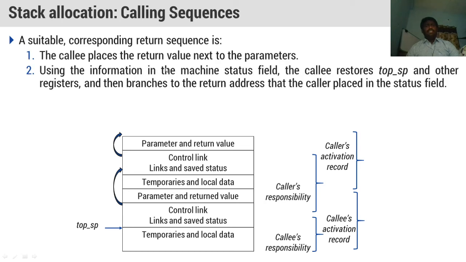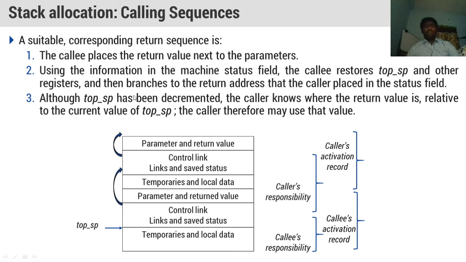And the return sequence steps are: the callee places the return value next to the parameters. Second step, using the information in the machine status field, the callee restores the top stack pointer and other registers and then branches to the return address that the caller placed in the status field. Although the top stack pointer has been decremented, the caller knows where the return value is relative to the current value of the top stack pointer.